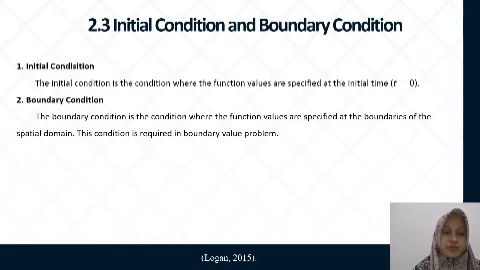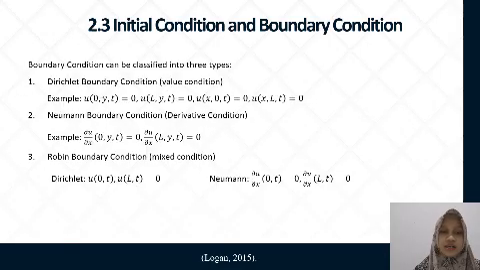The presence of these two conditions will produce a numerical solution that approaches stability, that is initial conditions and boundary conditions. The boundary conditions can be classified into three types. The first one is Dirichlet boundary conditions. The second one is Neumann boundary conditions, and the last one is Robin boundary conditions.